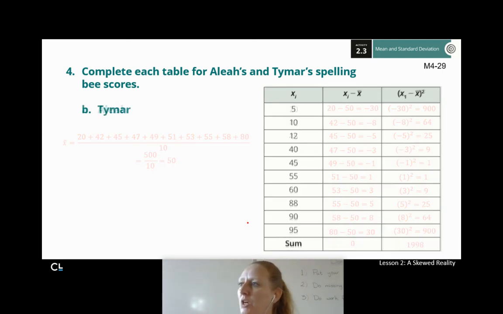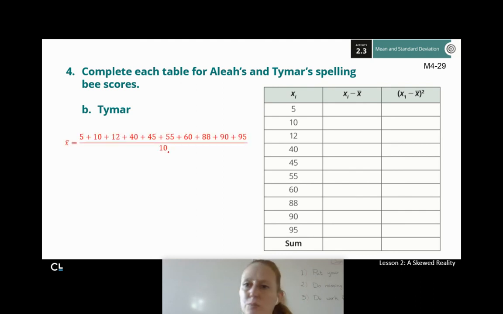Let's fill in Tamar's table. So again, I added them all up. I divided by 10 because we had the last 10 scores. Again, I got 500 divided by 10, which is 50. We're not surprised. They were all kind of sitting around the same spot in the middle.